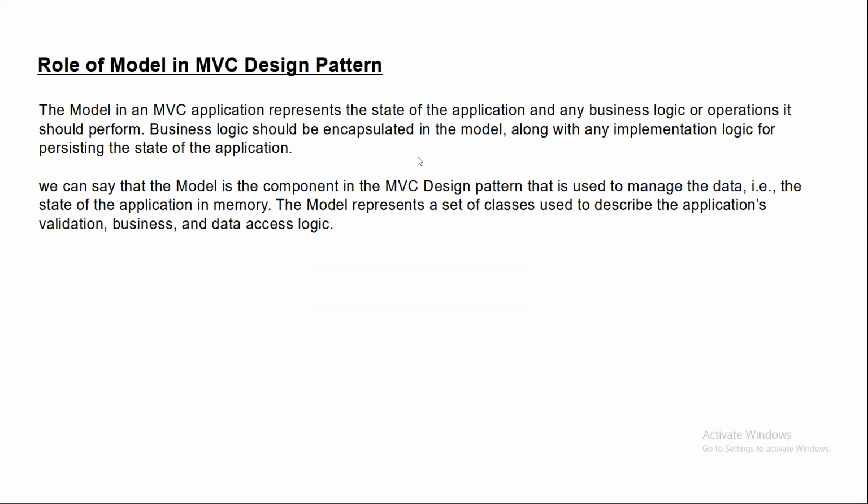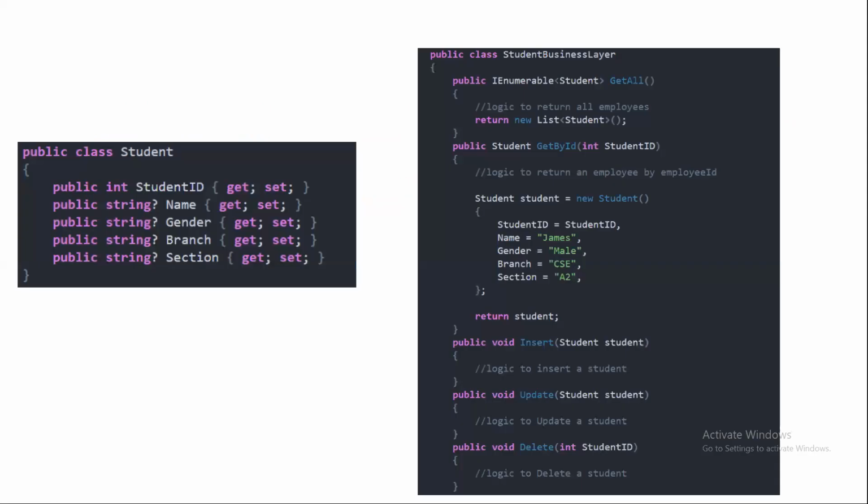So as I said, model represents the state of the application and any business logic or operations it should perform. That means the classes and the methods. Normally methods contain the business logic, and objects contain the data associated with that particular entity. So those are all stored in the model. So that's what I put, simple.